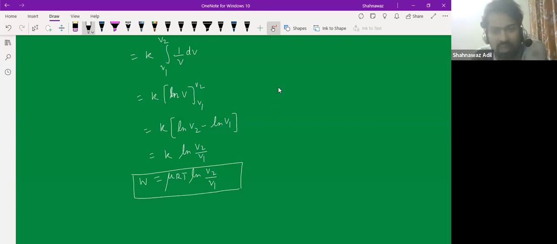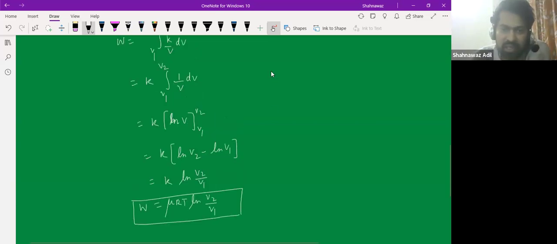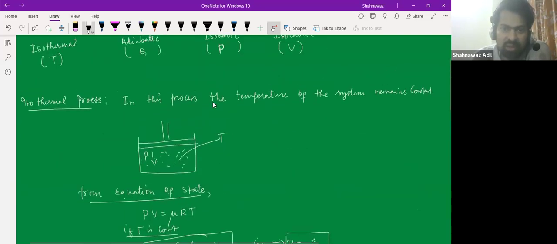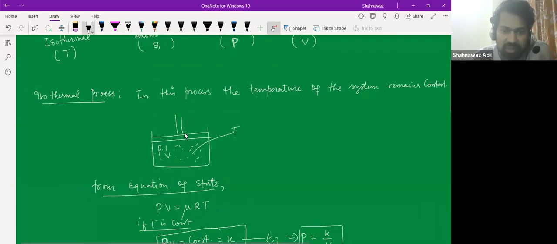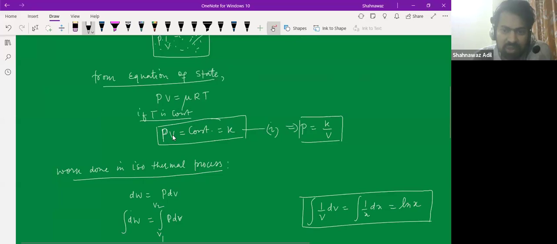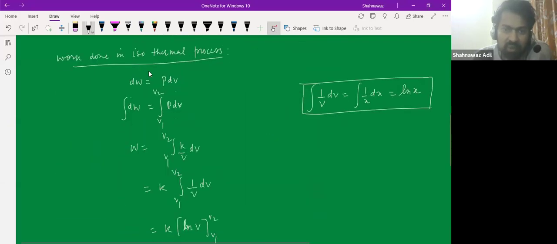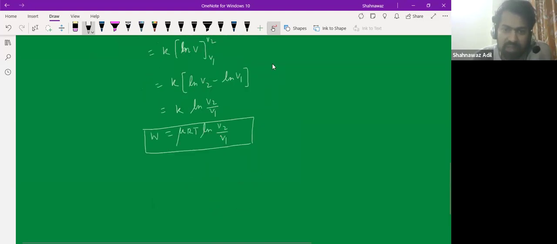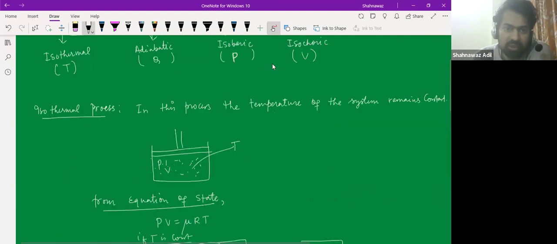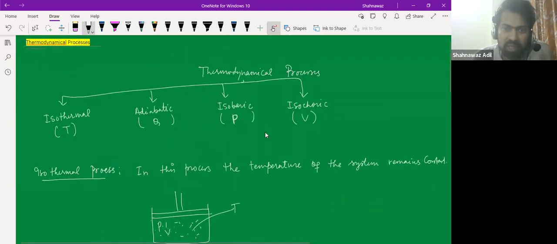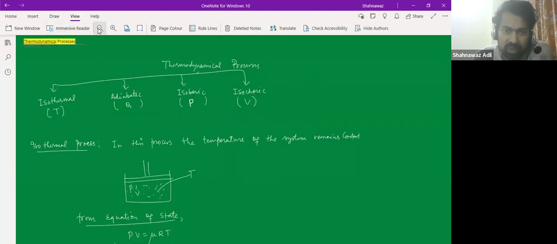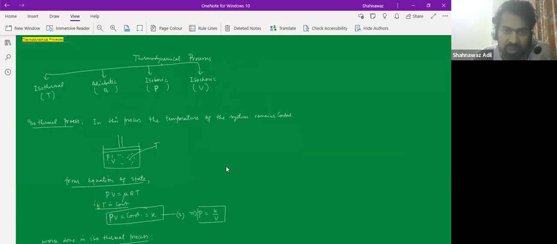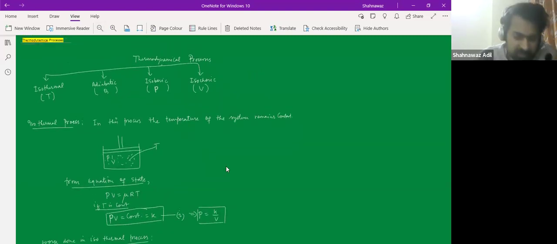So what do we know about isothermal process? That the temperature is constant, right? Temperature is constant, so your PV would be constant, and then the work done in the isothermal process would be as derived. These are the things we know about isothermal. So quickly note it down, and then we will talk about the other processes. Quickly, and if you have any doubt, please tell me.